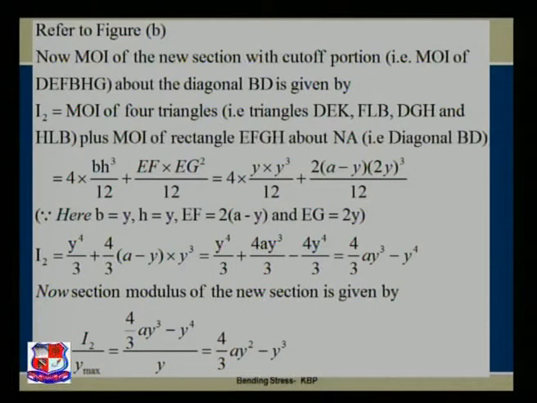Now, if we refer to figure B, the moment of inertia of the new section with the cutoff portion, that is the moment of inertia of D, E, F, B, H, G about the diagonal BD, is given by the moment of inertia of the 4 triangles, and those 4 triangles are D, E, K, F, L, B, D, G, H and B, H, L, B, plus the moment of inertia of the rectangle EFGH about the neutral axis. Please refer to the figure over here.